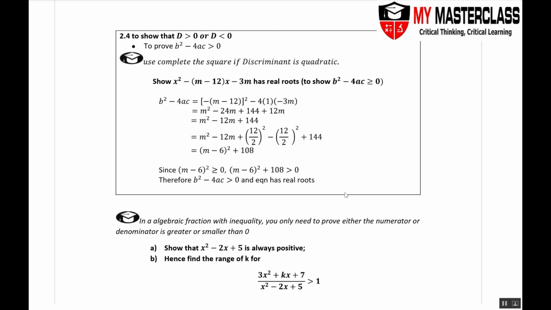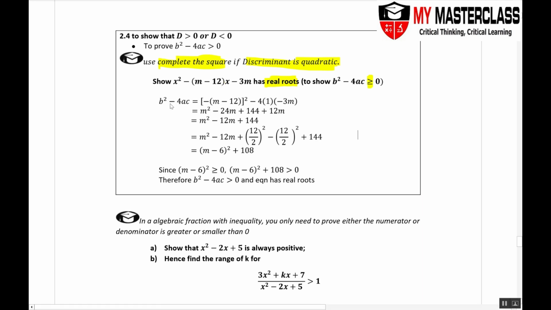The last portion here is to show that the discriminant is more than 0 or the discriminant is less than 0. To prove that b squared minus 4ac is less than 0, we always use completing the square. If your discriminant is quadratic, it means it's power 2. So for example, show x squared minus (m minus 12) x minus 3m has real roots. These real roots could be real and distinct or real and equal. That's why I have two scenarios here, more than or equal to 0.